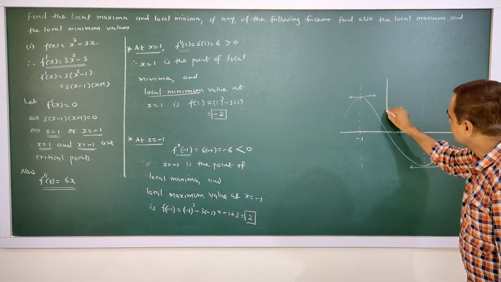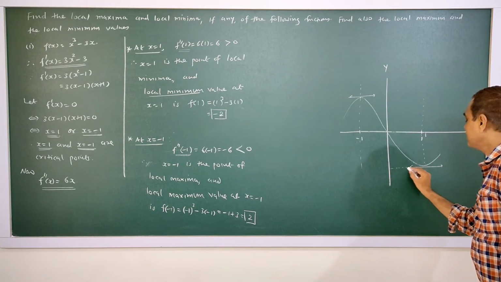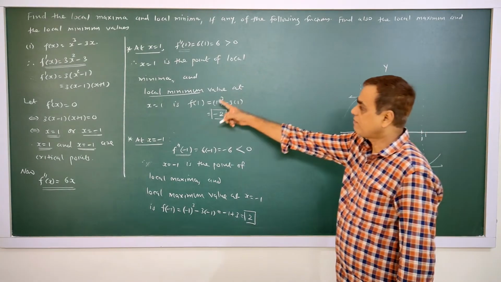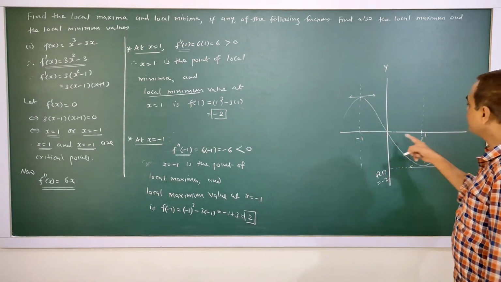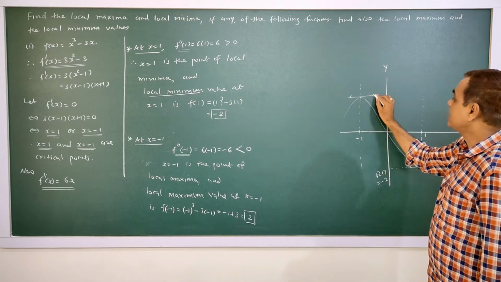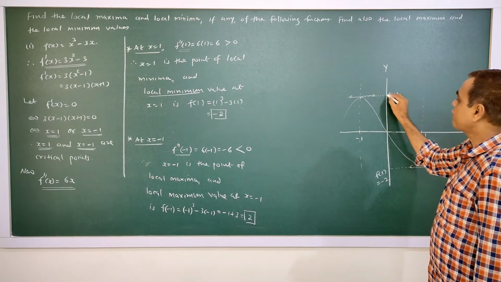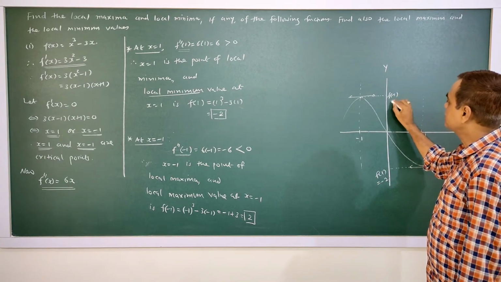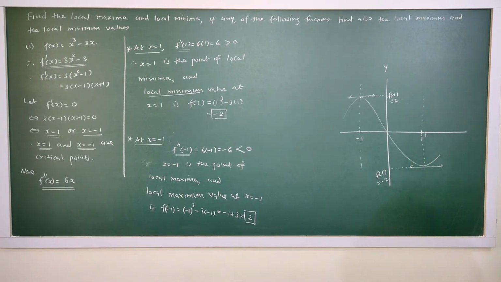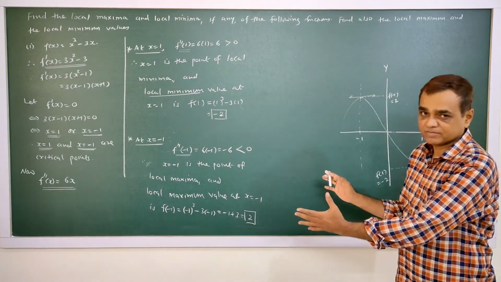That means if this is the y-axis, then at x equal to 1, f of 1 is minus 2. And at x equal to minus 1, the function has a local maximum value, f of minus 1, and the value is 2. So 2 is the local maximum, minus 2 is the local minimum. So this is the meaning of this explanation.